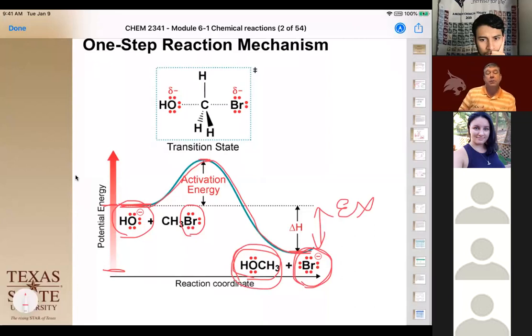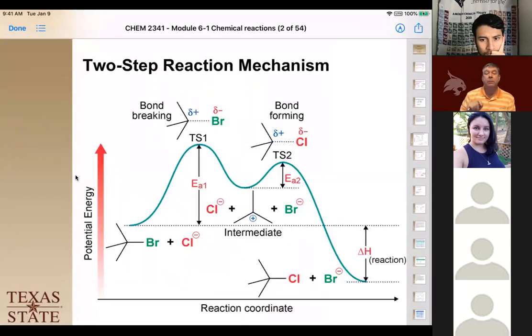Okay. Now, what would it look like if it actually took place in two steps? If it takes place in two steps, that means we have to have two different activation energies. And we form what we call an intermediate. An intermediate is a highly reactive chemical species, but it lives there long enough that we can actually measure it by some kind of spectroscopic method, either NMR or IR or something like that.